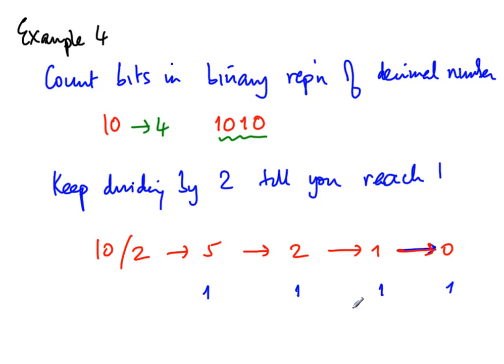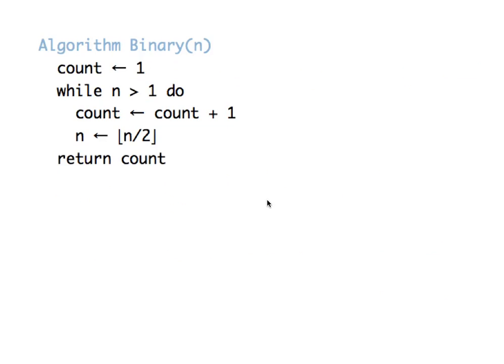As we have done before, the first thing we will do is write out this algorithm formally. So here is a formal description of the algorithm. We start by assuming that the number of digits is 1, and then we keep dividing by 2 at each step till we get down to numbers smaller than 1. This operation is the floor function, which throws away the fractional part. So when you divide by 2, if you get a half, you throw it away.